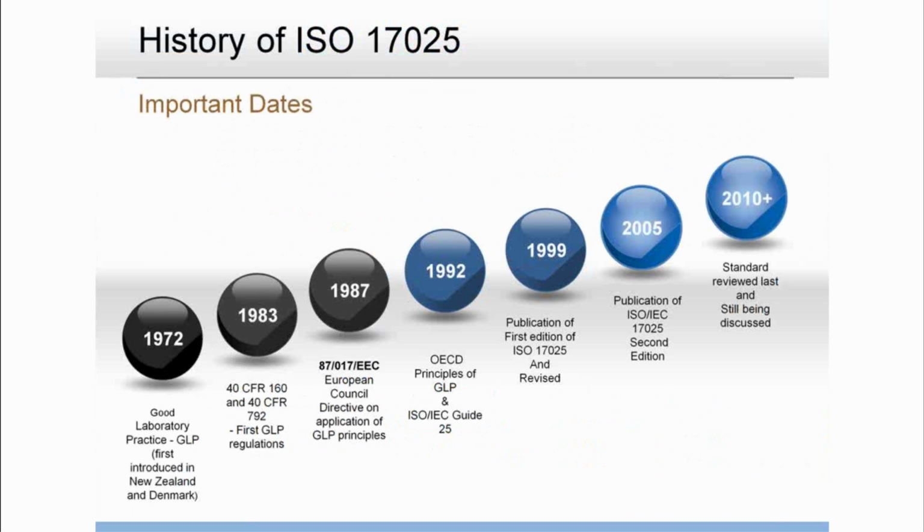on good laboratory practice. So, merely looking at this slide, you can see the progression of how we got to where we are now, from 1972, when there was a conference in New Zealand, and New Zealand and Denmark introduced good laboratory practice documents, and then the first GLP regulations in 1983, and then the European Council Directive on good laboratory practice in 1987. You can see the progression from country to continent and then international.